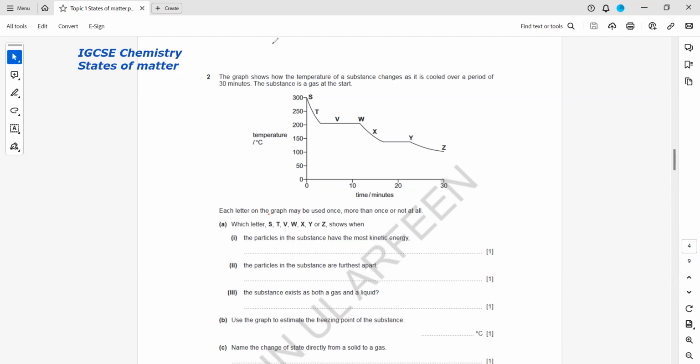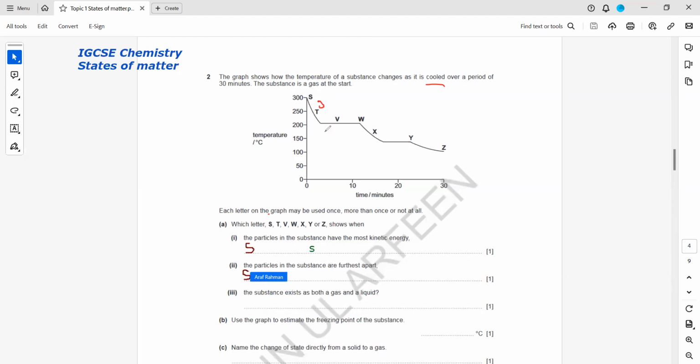The graph shows how the temperature of a substance changes as it cools over a period. Whenever the temperature is constant, like in this region, and this region also, the temperature is constant. So what does it mean? It means the state is changing. Twice the temperature is constant.